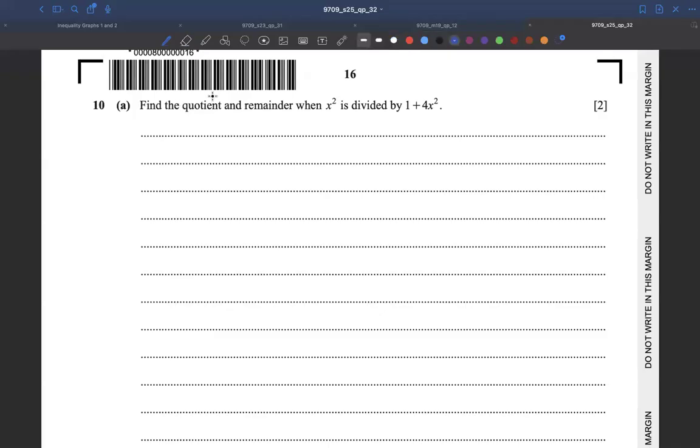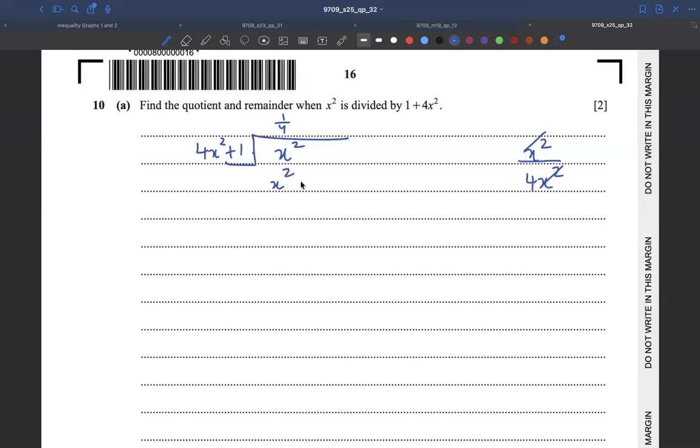In question 10a, we have to find the quotient and remainder when x squared is divided by 1 plus 4x squared. So we'll write it as x squared divided by 4x squared plus 1. In the first step, we'll divide x squared upon 4x squared. This will cancel, so we'll get 1 upon 4 over here. 1 upon 4 will multiply by 4x squared, and that would be equal to x squared.